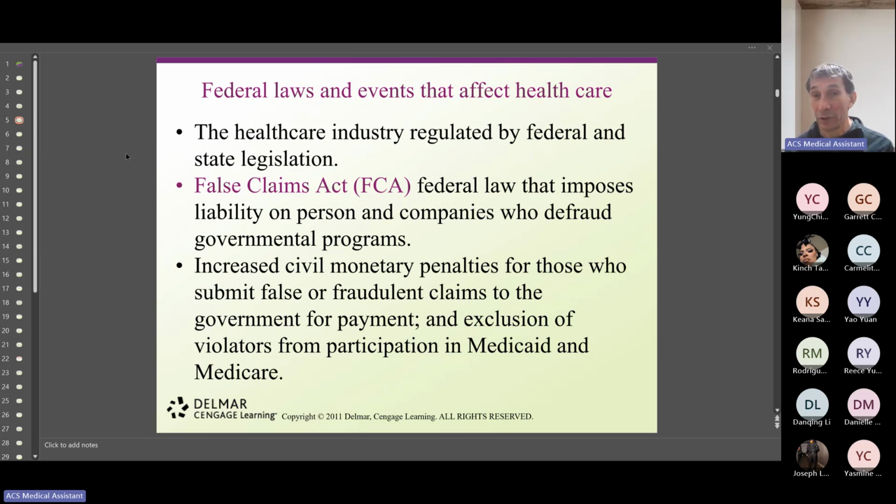That's why we don't play with the IRS. We don't play with Medicaid, with Medicare. Don't. Because sooner or later, if you get caught, you're going to pay the consequences. And that's not going to be fun, believe me. So I'm telling you, I know many offices, hospitals that were closed due to fraud.